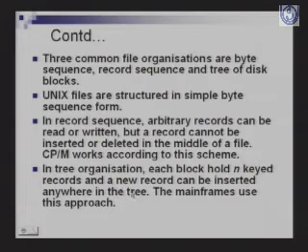And if you take the case of mainframes, then the tree organization is followed. You can insert a record, delete a record, insert a file, delete a file, and keyed records may be inserted, and a new record can be created. These kinds of things are followed. So these are the three kinds of file organizations we are talking about.